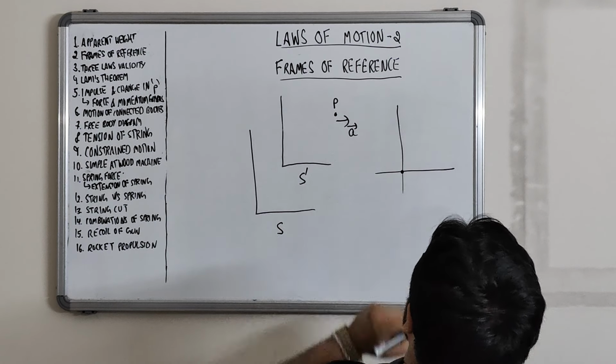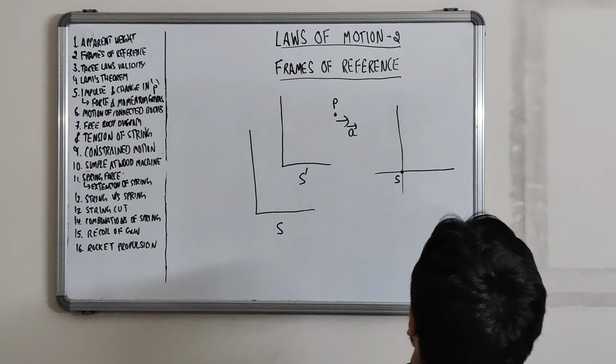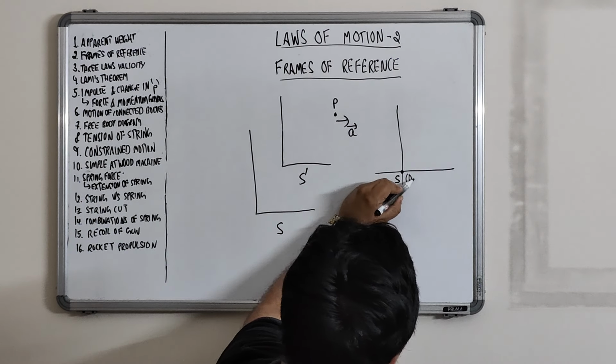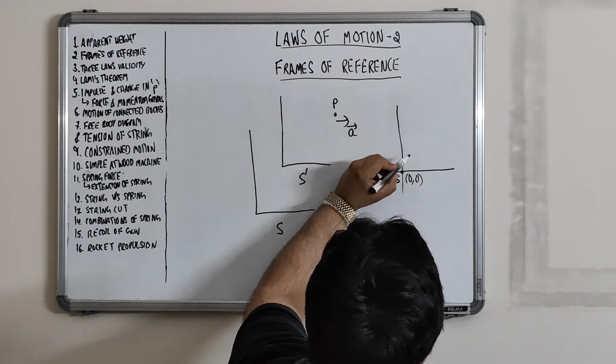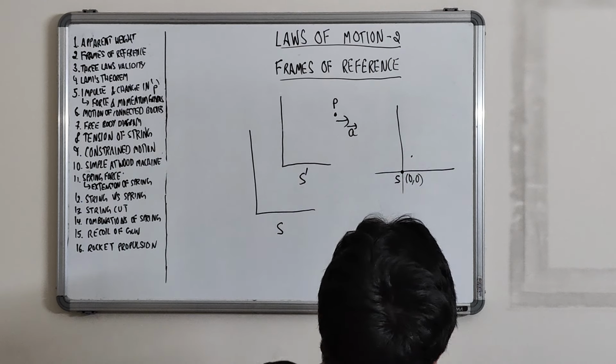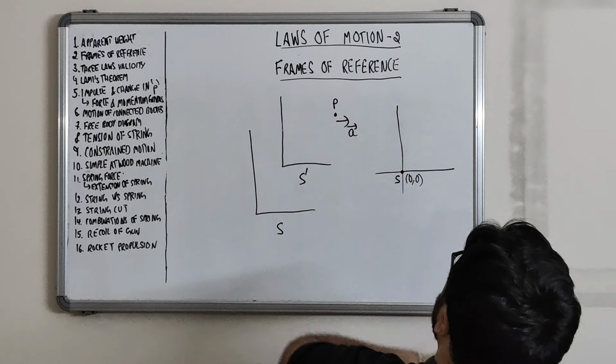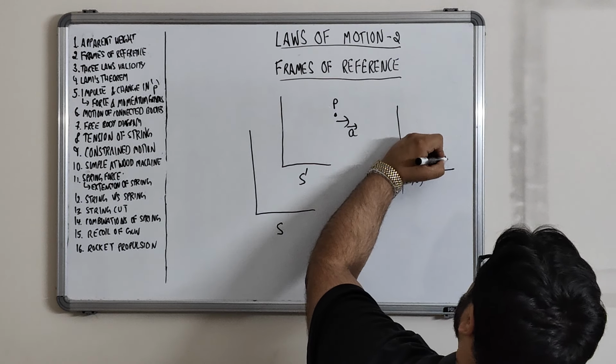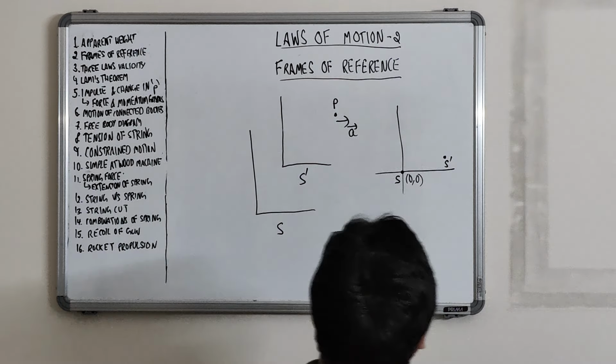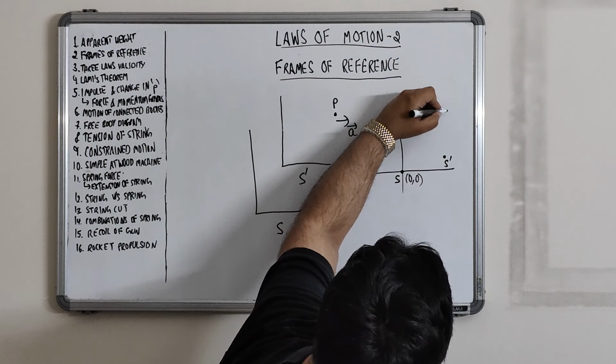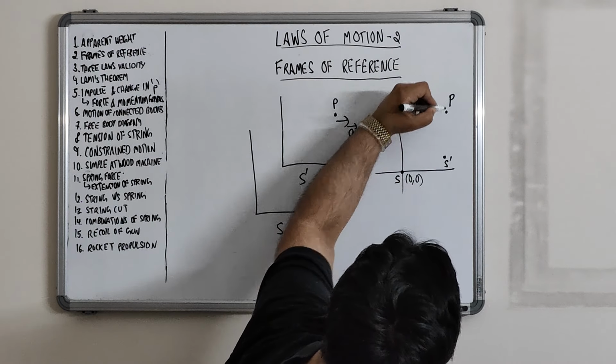Now let's see from the frame of reference S. Let's call this origin 0. S dash is somewhere over here. And P is somewhere over here, right?